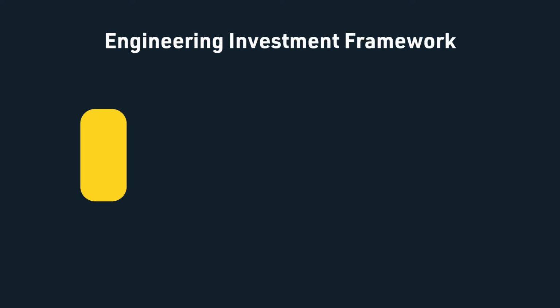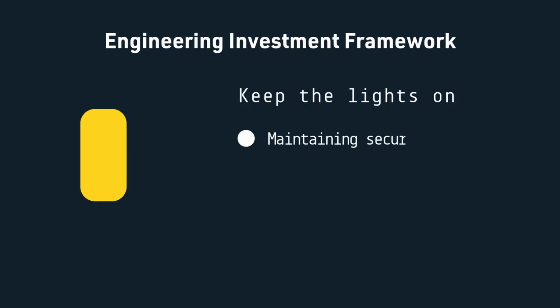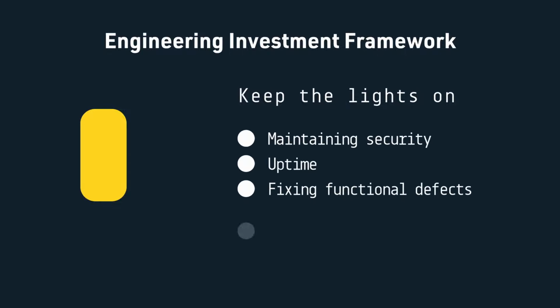First up, we have the Keep the Lights On bucket. This mandatory bucket includes all the work required to maintain core business operations. It covers critical tasks like maintaining security, ensuring service uptime, fixing functional defects, and staying up to date with external dependencies. It's essential to keep this bucket lean, including only the bare minimum needed to sustain operations. Overestimating the Keep the Lights On bucket can lead to gaming the system, which undermines the framework.